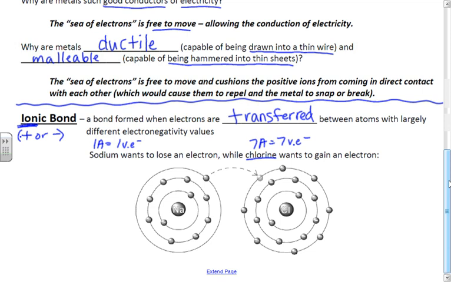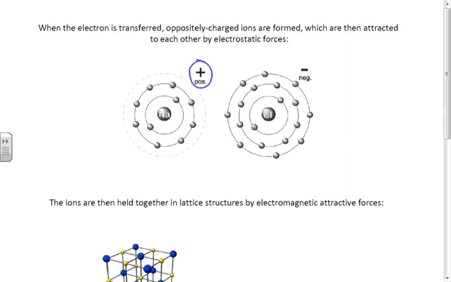So this one valence electron out here on sodium, sodium wants to get rid of it. Chlorine has 7. It has a location here where it wants to have one more. So sodium will donate that electron. Sodium then will take on a positive charge because it lost a negative electron. Chlorine will take on a negative charge because it took in that electron.